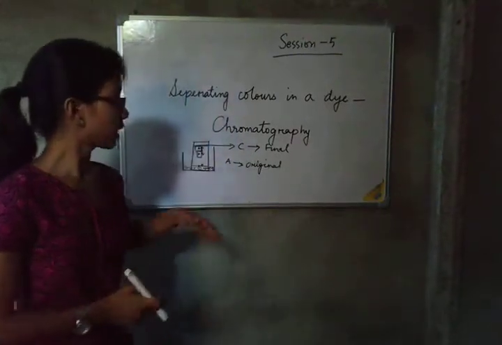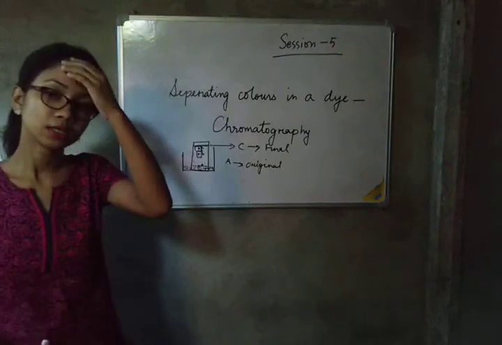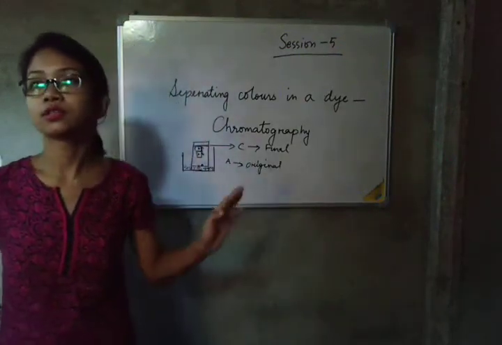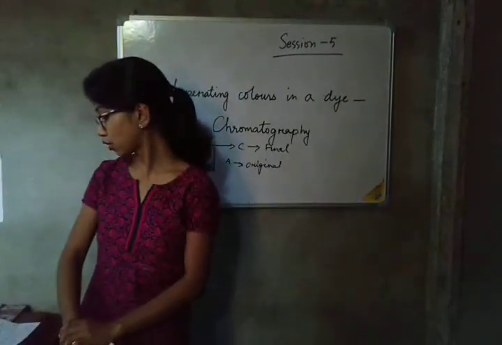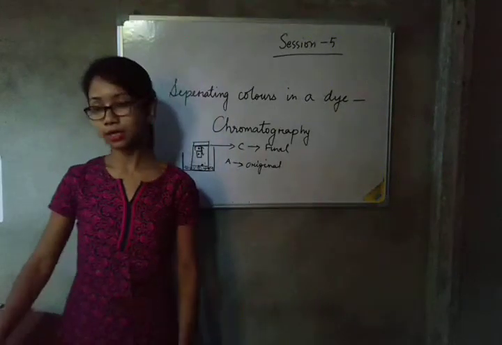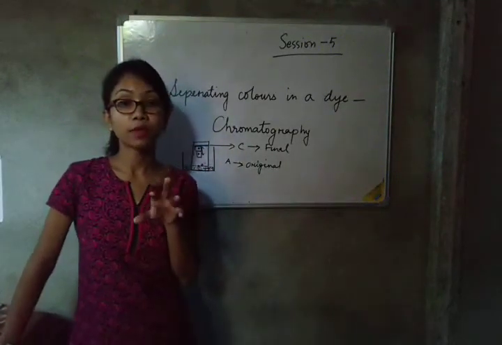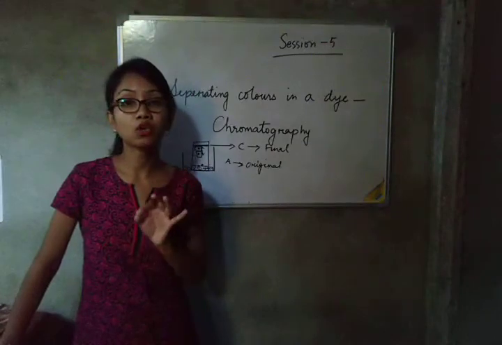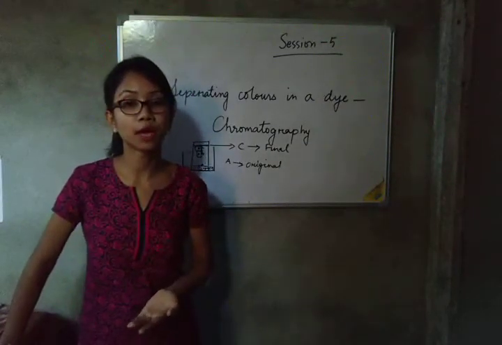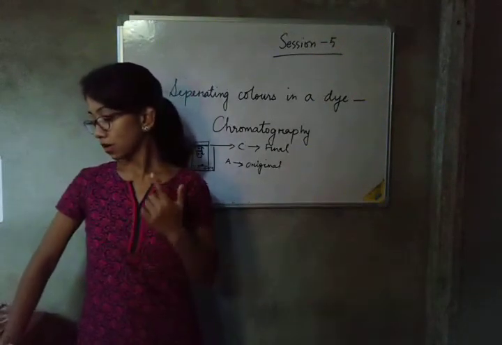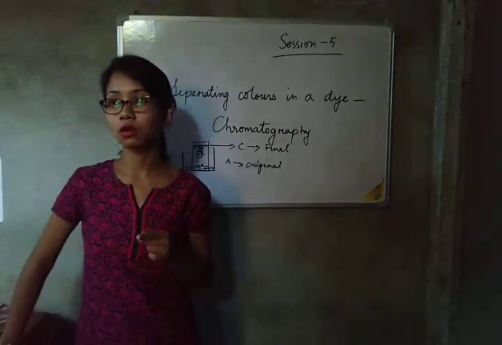So this is the technique of separation of colors in a dye. I think it is clear, and this chromatography technique is used for separating colors in a dye, and also pigments from natural sources, say for example indigo color. Indigo color can be separated by the process of chromatography. These things are given in your book, in the applications part.